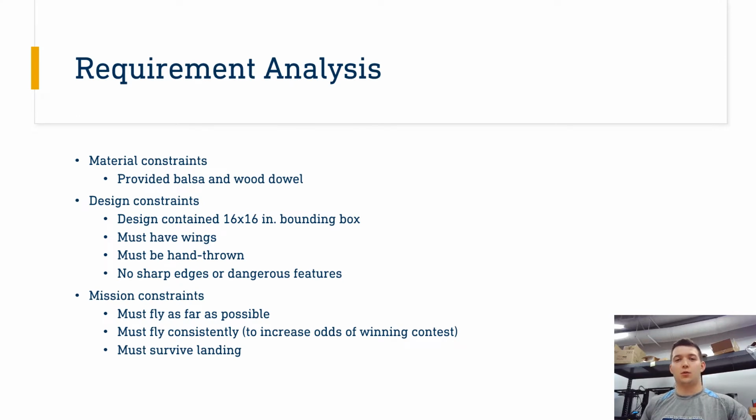Based on the given vehicle requirements for this assignment, we produced the following list separated into material constraints, design constraints, and mission constraints. Our measure of success for our requirements was to fulfill the mission constraints and to fall within the rules of the competition. We were limited in materials to the provided balsa and wood dowel, and by the competition rules on our design. Traveling as far as possible in each flight without damage to the glider was our primary measure of success.